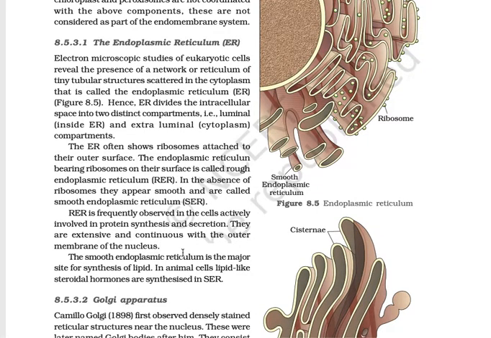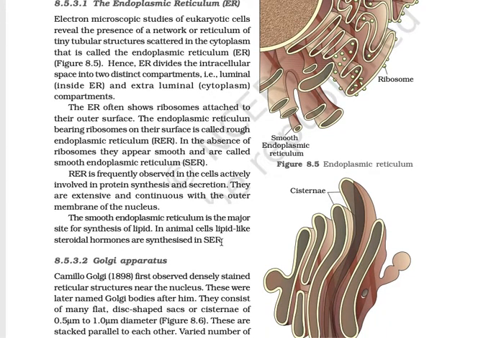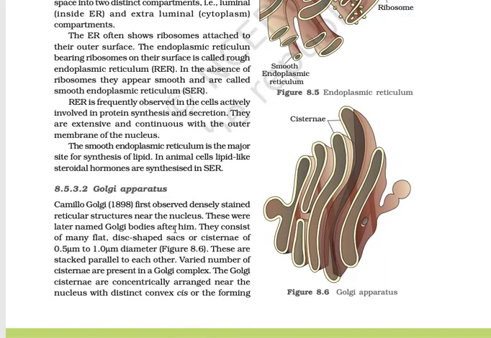The smooth endoplasmic reticulum is the major site for synthesis of lipid. In animal cells, lipid-like steroidal hormones are synthesized in smooth endoplasmic reticulum. Golgi apparatus. Camillo Golgi in 1898 first observed densely stained reticular structures near the nucleus.